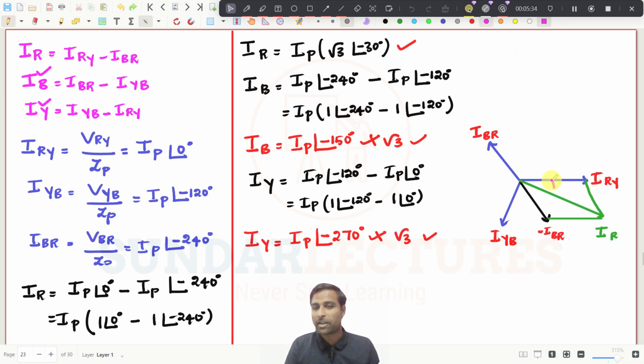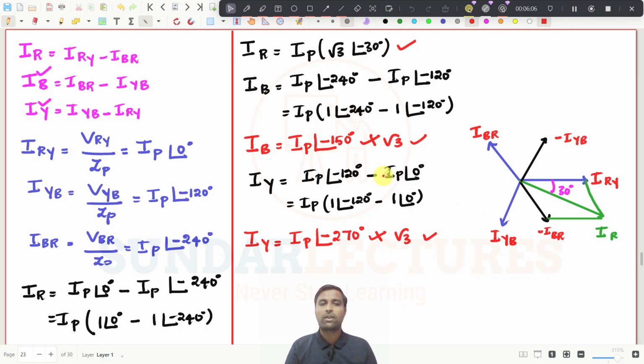This is nothing but 30 degree lagging, right? This one is coming first and this is lagging now by 30 degree. And what is the value of the IB now? IB, it is IBR. I am taking this is IBR, right? IBR will be there, and IYB has to come now. Negative IYB. So if I draw this, negative IYB will come here, right? What is this value? This is negative IYB.